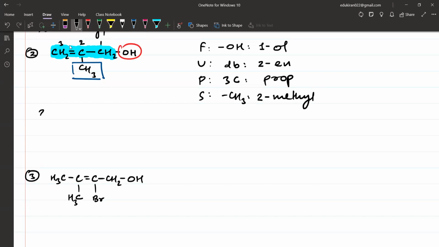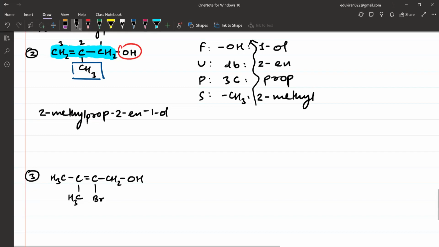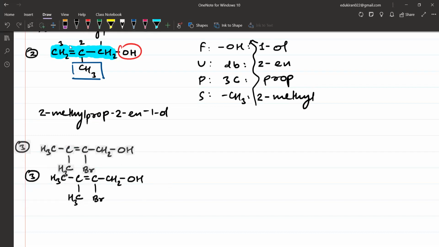Okay, what will the name be? 2 methyl prop 2 en. Now you can either write 1 ol or you can just leave it and write 2 en ol. Okay, 2 en ol. I like it in 1 ol, but IUPAC is fine even if you write en ol. So where did it come from? 2 methyl prop 2 en 1 ol. Got this? Yes or no? Please tell me. Yes, sir.